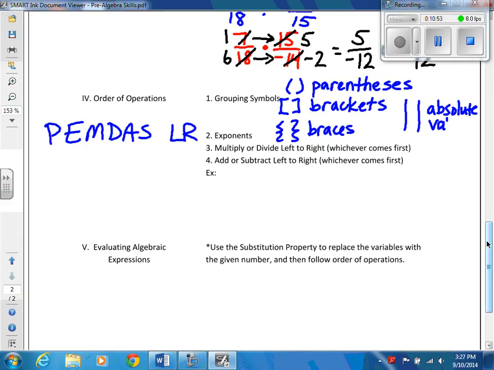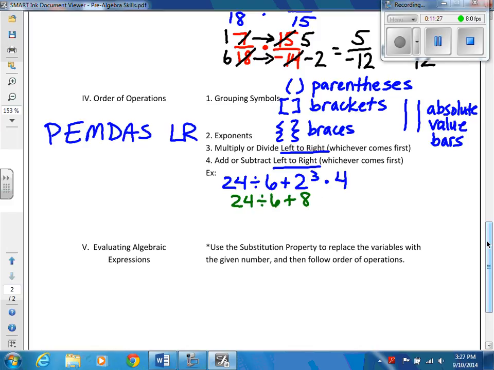Do one piece at a time. Try not to do too much or you could jeopardize the answer. 24 divided by 6, then 2 to the third is going to turn into 8 times 4. Okay, so now we have divide and multiply in the same sentence that's left, so we have to go from left to right. So dividing must come first. 24 divided by 6 is 4, plus 8 times 4. Now do your multiplying, so you have 4 plus 32, and the final comes out being 36.